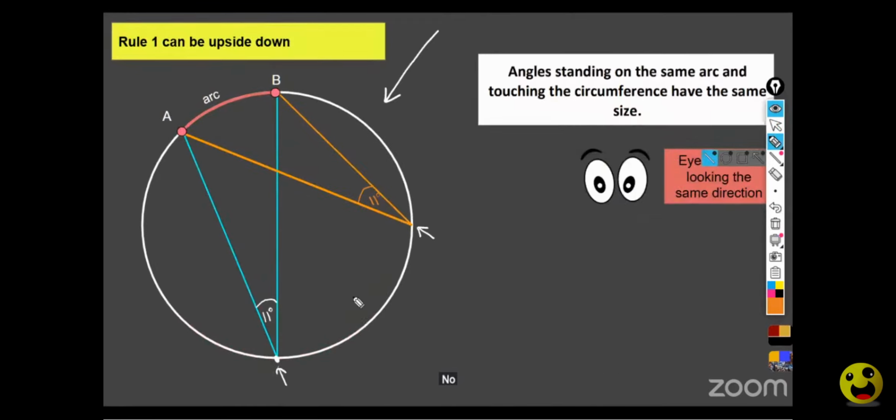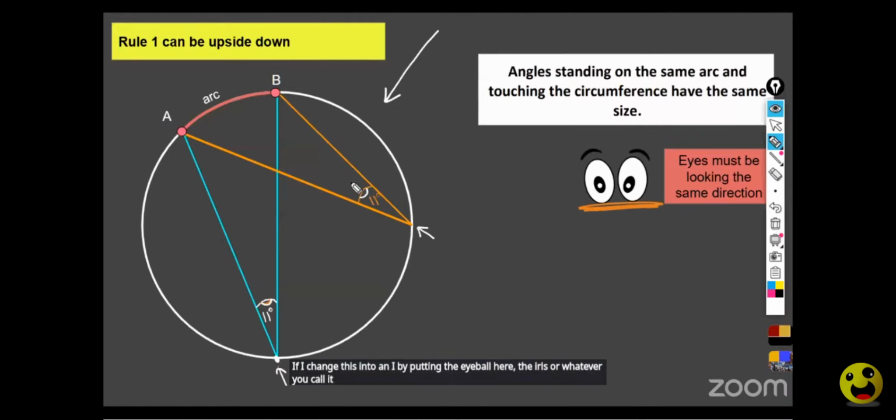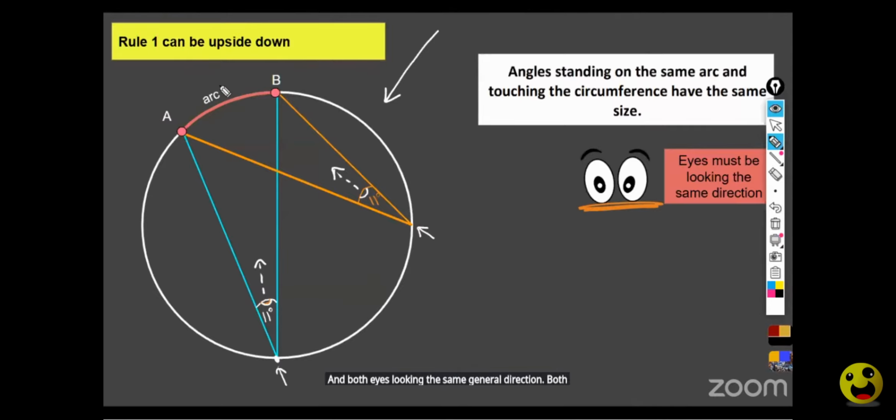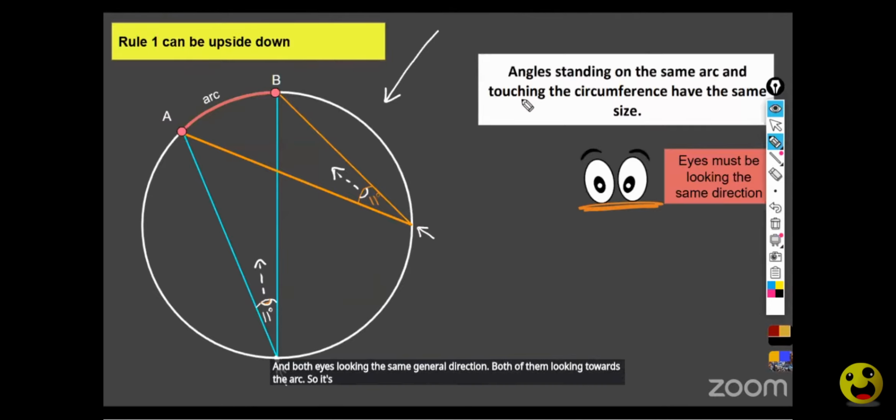Now, I know this is definitely rule 1 if I apply the eyes. If I change this into an eye by putting the eyeball here, the iris, however you call it, and both eyes looking the same general direction, both of them looking towards the arc. So it's okay to say, hey, this is rule 1, and both of them are looking in the same direction. If the eyes are not looking in the same direction, because the examiner will try to fool you, he will give you something looking like rule 1. It'll be like an illusion. It will look like rule 1.